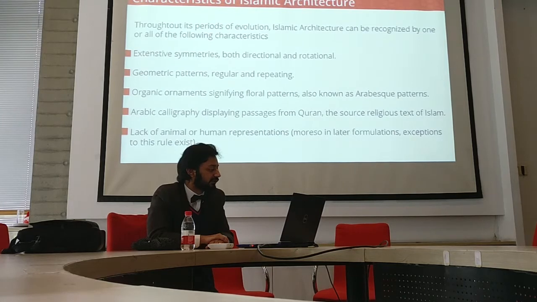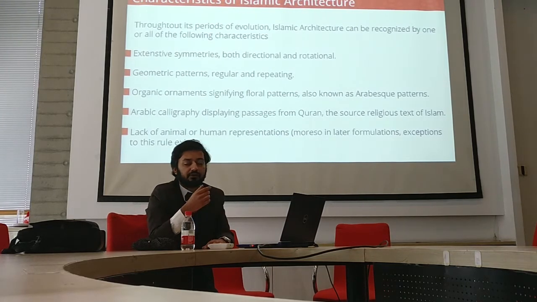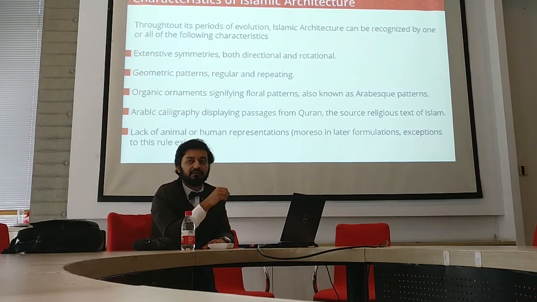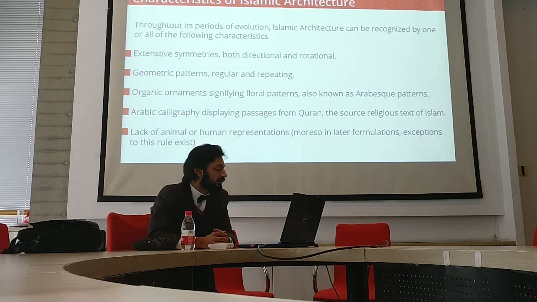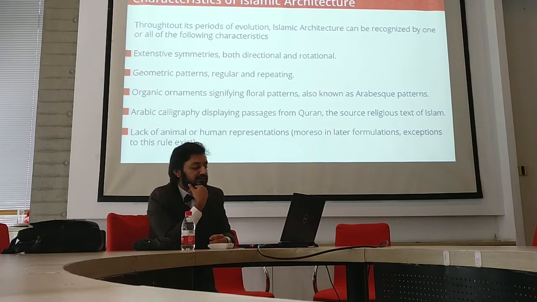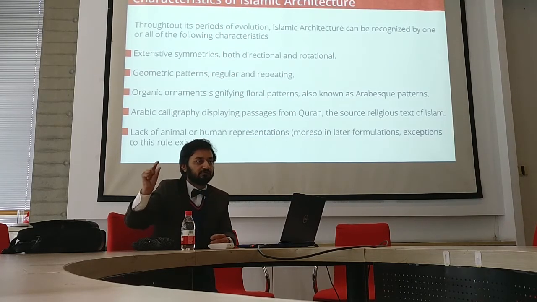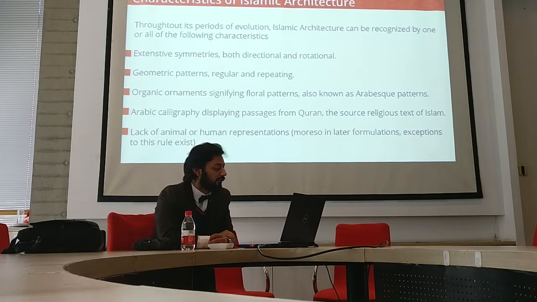And then you have these organic ornaments. By organic I mean visual styles or design elements which are trying to depict nature. So you have these leaf-like floral patterns, maybe some branches of trees, and that kind of ornaments. Those are actually known as the Arabic patterns, because that is one of the elements which was taken from Arabic countries, from the Middle East, and then used onwards.